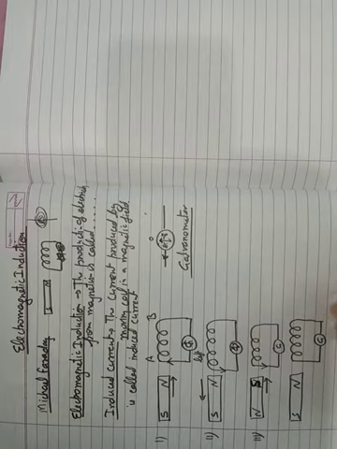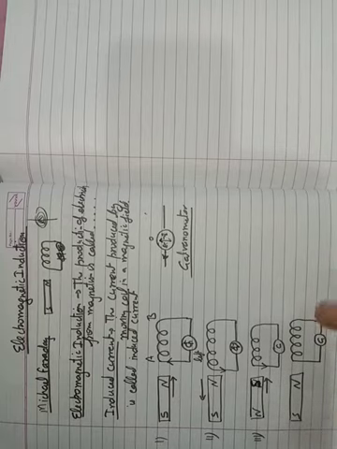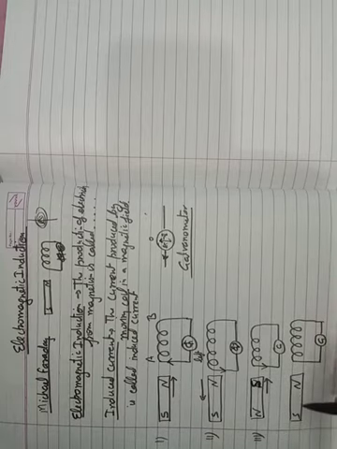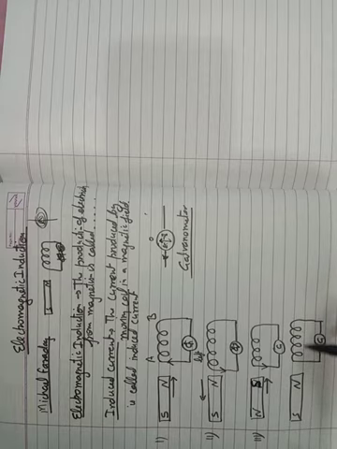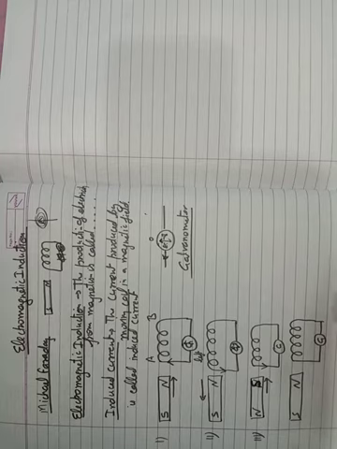So it means it is necessary that we should move the coil or the magnet. It means a relative motion of both of them is necessary. Either move this or move that. If neither of them is moving, then current is not induced.